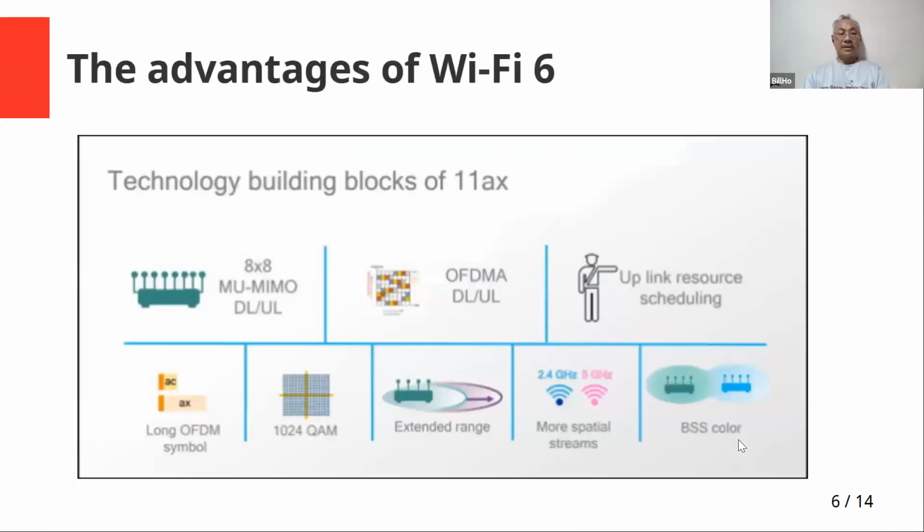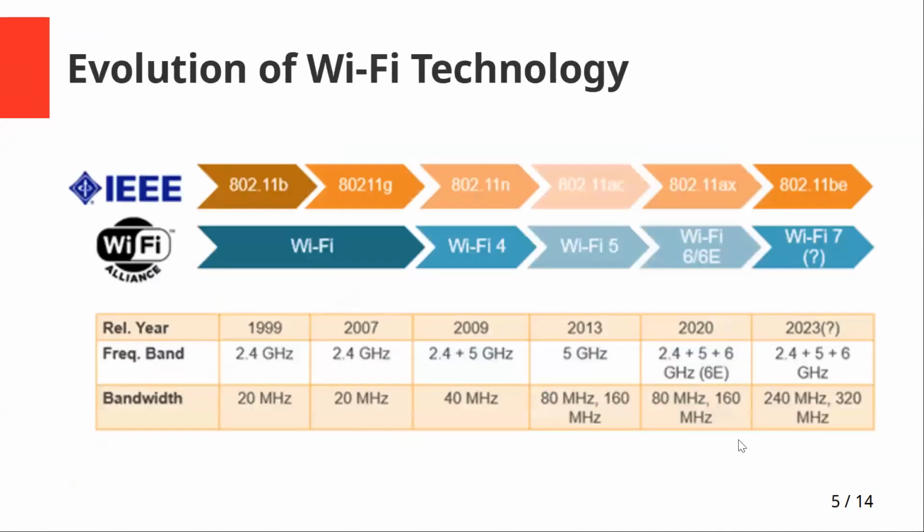Which one are you talking about? Would you agree on that? The 2.4 and the 5 also at that time came out in stages, right? Yeah, definitely. 2.4 and then 2.4 plus 5. Wi-Fi was evolving at that time.